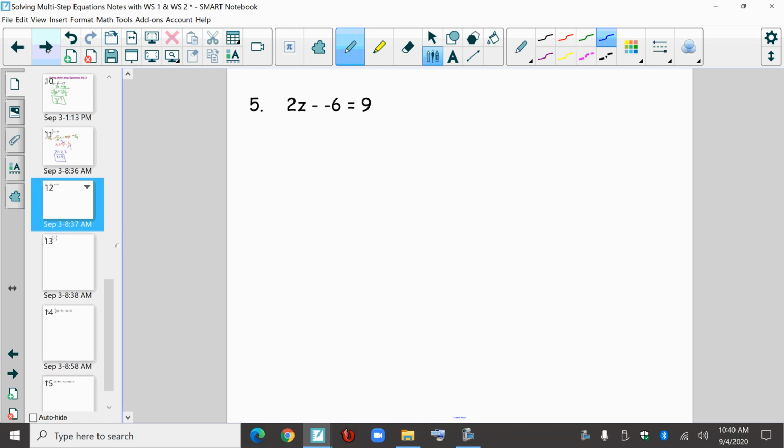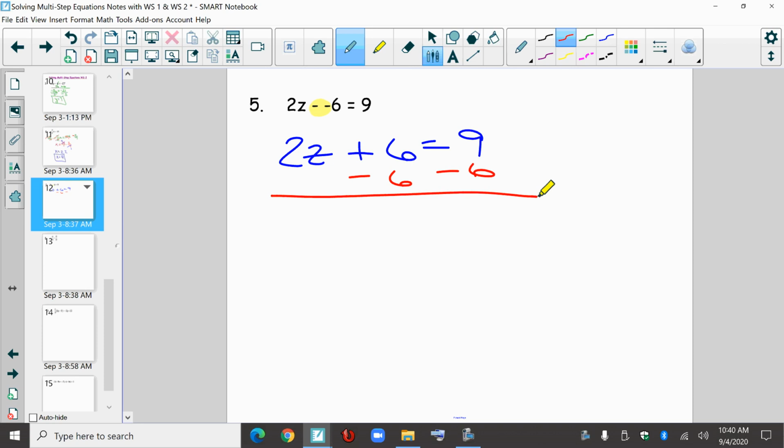Next is number 5. What should draw your eye is this double negative. A double negative turns into a positive, so you're going to just simply rewrite the problem. So now, if I'm rewriting the problem, do I get rid of the 2 or the 6 first? You are going to get rid of the 6 first. So this is the plus 6, so to get rid of it, you are going to subtract 6 from both sides, lining up your like terms.